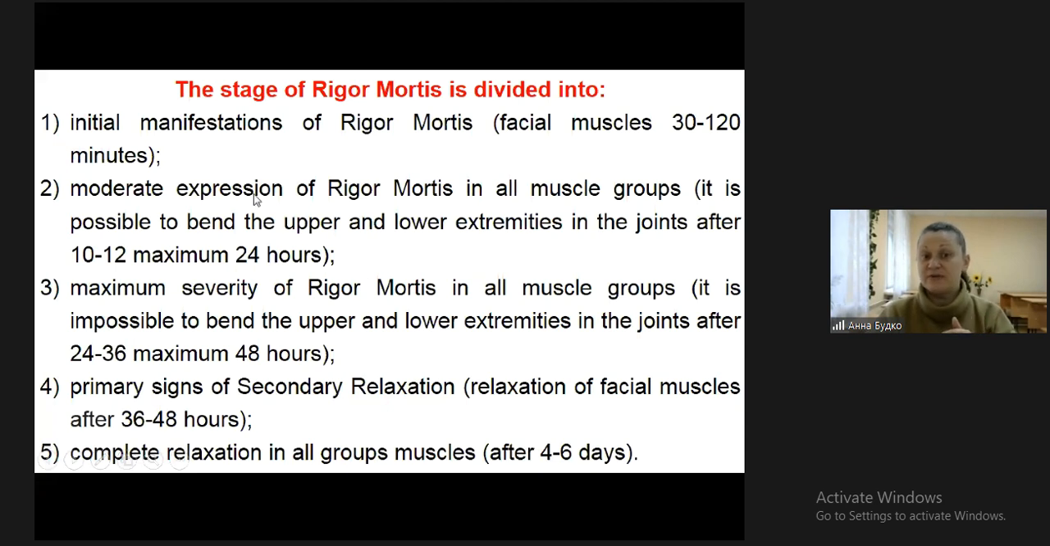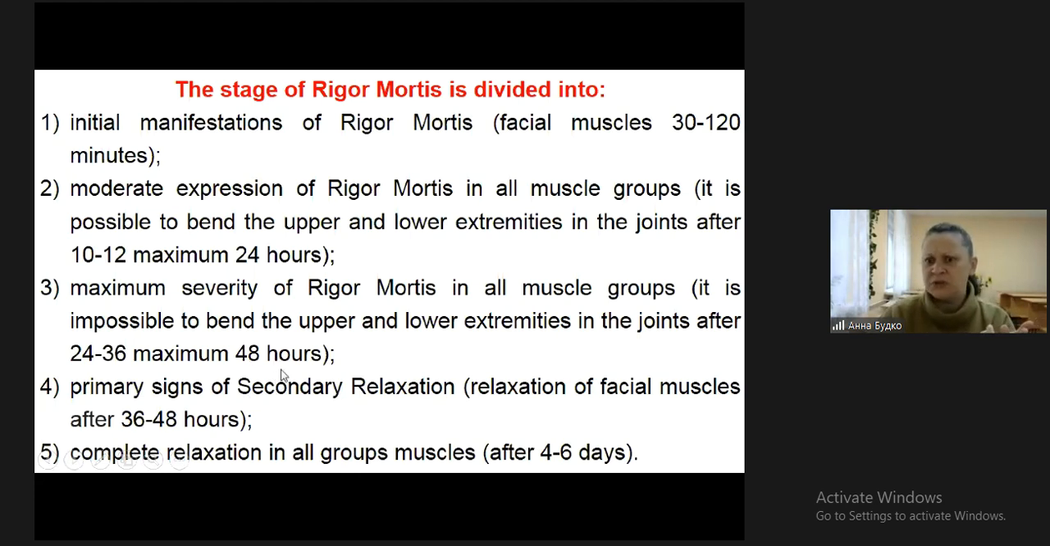So, moderate expression of rigor mortis in all muscle groups. In this situation, it is possible to bend the upper and lower extremities in the joints after 10 to 12, maximum 24 hours. Rigor mortis is present in all muscle groups, but motion is possible, bending the upper and lower extremities in joints, in the postmortem period between 10 and 24 hours. Next, maximum formation of rigor mortis in all muscle groups, very, very intense. In this situation, it is impossible to bend the upper and lower extremities in the joints. Postmortem interval not less than 24, but not more than 48.